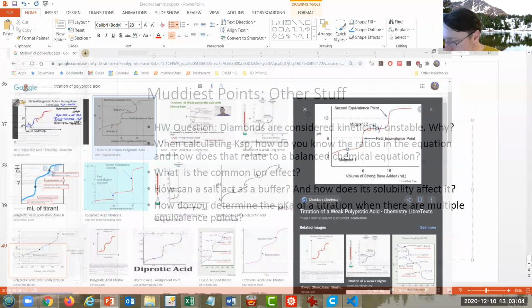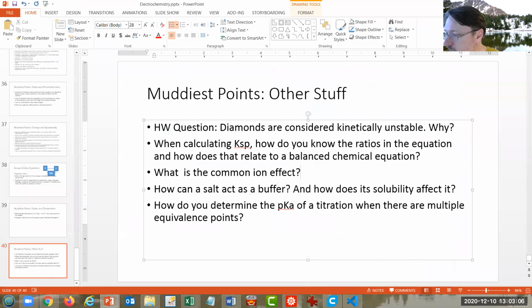Okay, there's a comment in the chat. Salts give the equilibrium the capacity to shift in both directions as a result of adding additional acid or base.